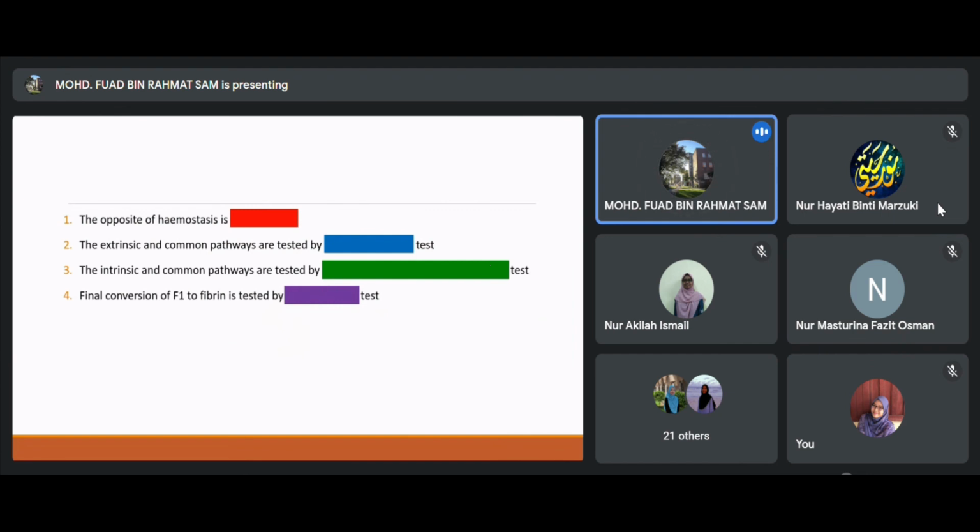Okay, now saya ada bagi kat sini 4 statements. The first is the opposite of hemostasis is what? The extrinsic and common pathway are tested by what test? The intrinsic and common pathway are tested by what test? And the final conversion of F1 or fibrinogen to fibrin is tested by which test? Cuba try to figure out what will be the possible answer on these 4 statements. Ini kita reflect balik semula apa yang kita sudah belajar tadi ya. Jangan cakap lagi. Saya panggil nama.